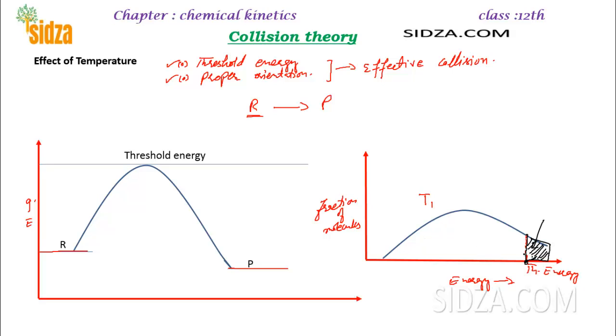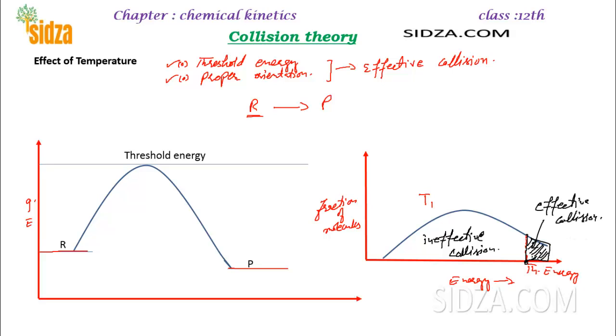And this area here represents the number of molecules having energy less than the threshold energy. So when they collide, they will not form the product. From these molecules, their collisions will be ineffective, and you will not get a product. You get a product from the molecules having energy equal to the threshold energy or more than that. Right? So here will be the effective collisions. These molecules will undergo the effective collisions.